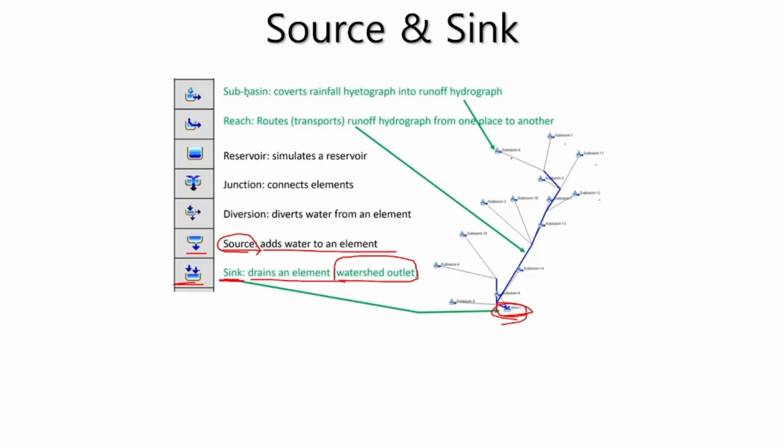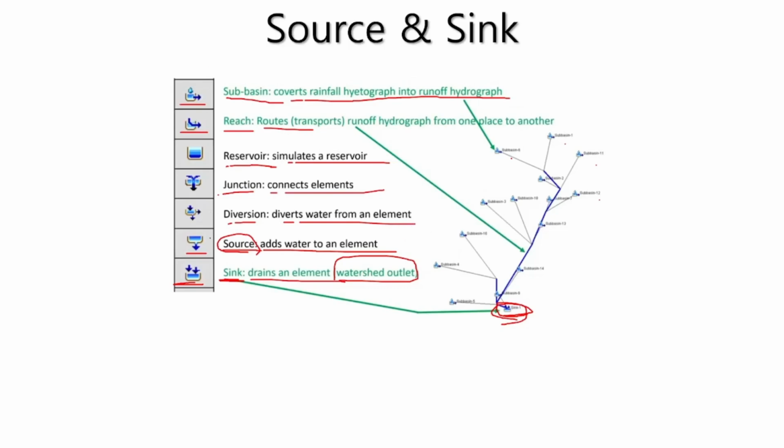And then we have subbasin in HEC-HMS. It looks like this. That converts rainfall hydrograph into runoff hydrograph. Again, reach, we covered that. That routes runoff hydrograph from one place to another. And then we have a reservoir that simulates a reservoir. Junction connects elements, and then diversion diverts water from an element.